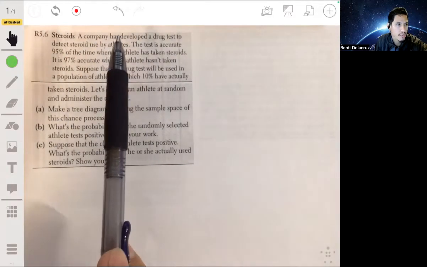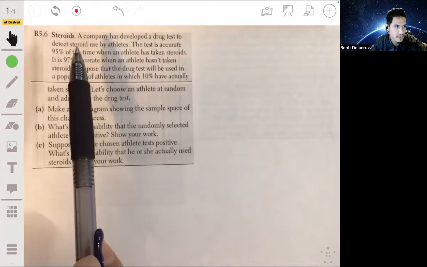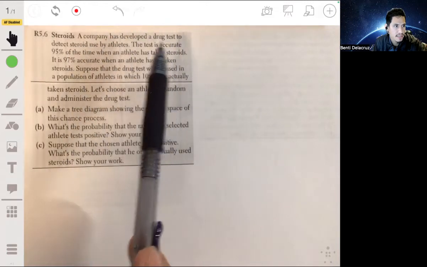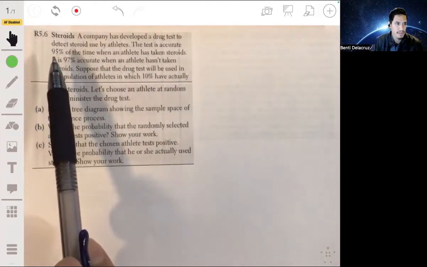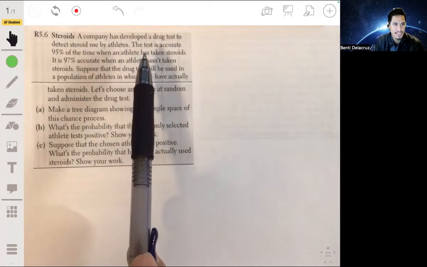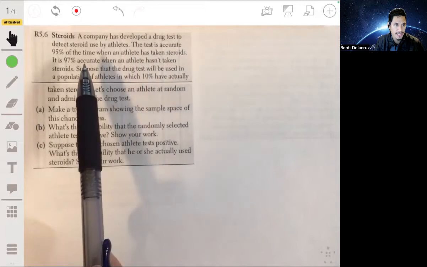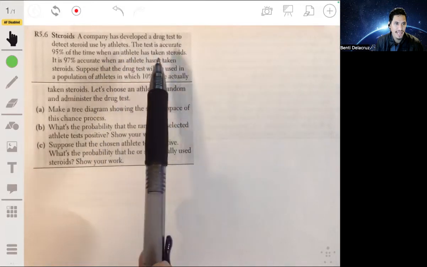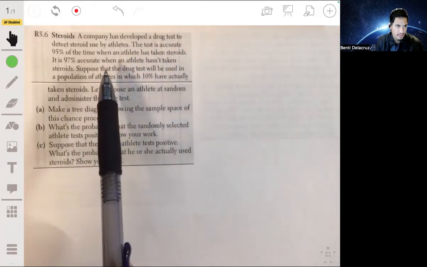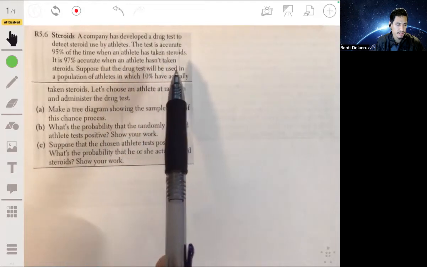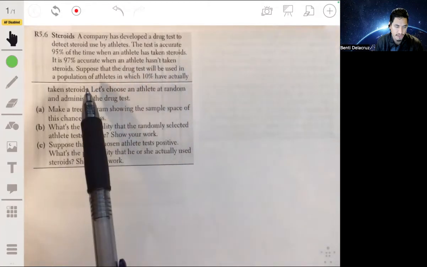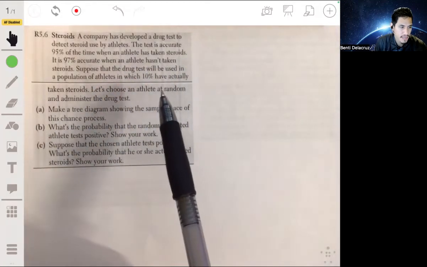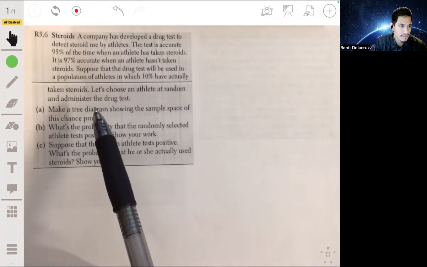Okay, so here we have a case of steroids. The company has developed a drug test to detect steroid use by athletes. The test is accurate 95% of the time when an athlete has taken steroids. It's 97% accurate when an athlete hasn't taken steroids. So let's suppose the drug test will be used in a population of athletes in which 10% have actually taken steroids. So let's choose an athlete at random and administer the drug test.